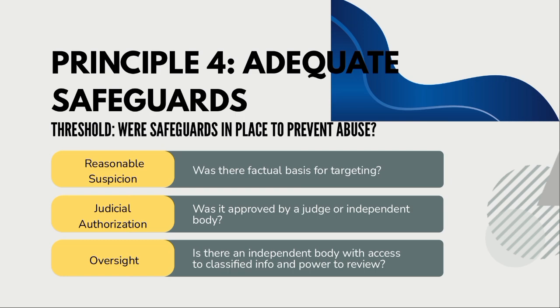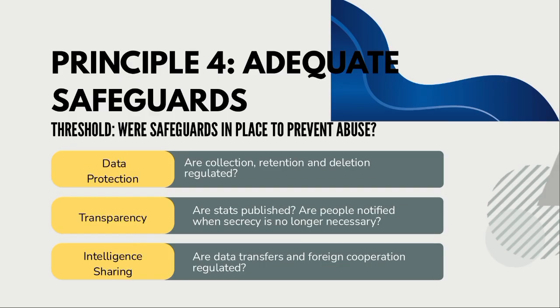Principle 4, adequate safeguards. The threshold here is that were safeguards in place to prevent abuse. First, we talk about reasonable suspicion. Was there any factual basis for targeting? Next, we need to ask about judicial authorization. Was it approved by a judge or independent body? Next, we need to ask about oversight. Is there an independent body with access to classified information and the power to review? We then ask about data protection. Are collection, retention, and deletion of the surveillance related data regulated?